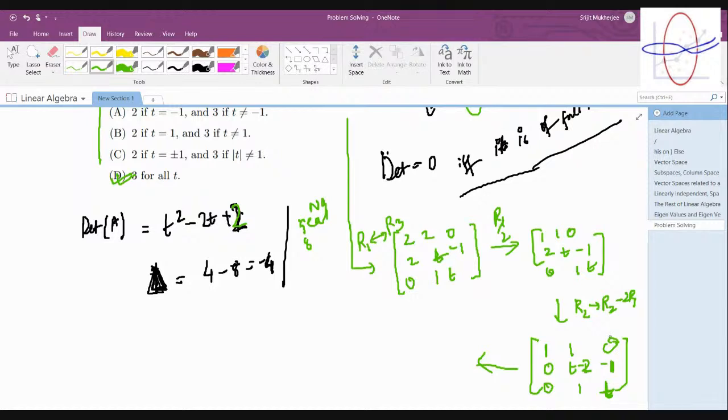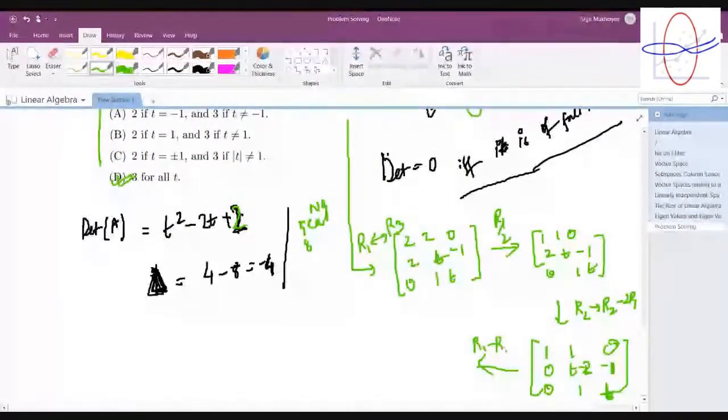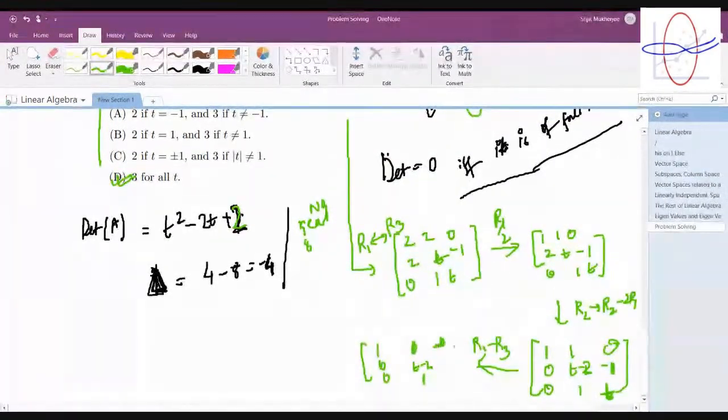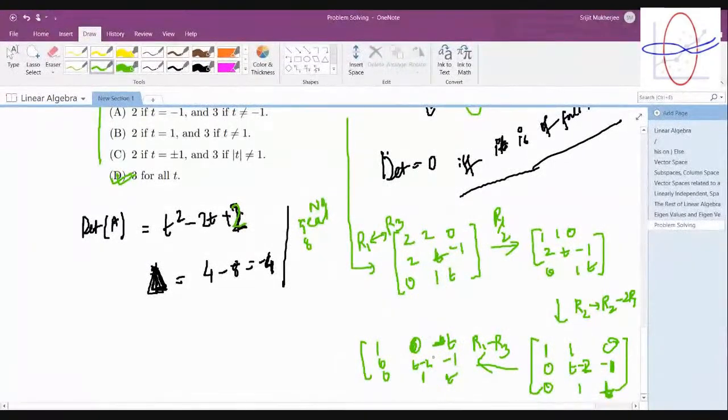Yeah, you're right. I have another small idea, which is that if we just reduce R1 minus R3, it becomes 1 0 0, 0 t minus 2 1, minus t, minus 1 t. Why did I do it?